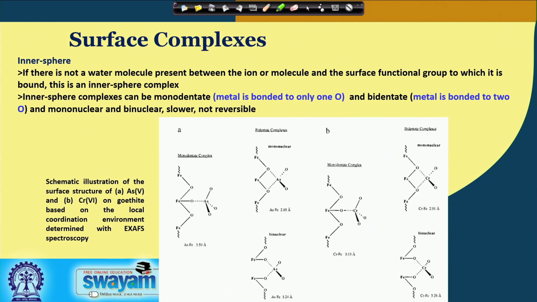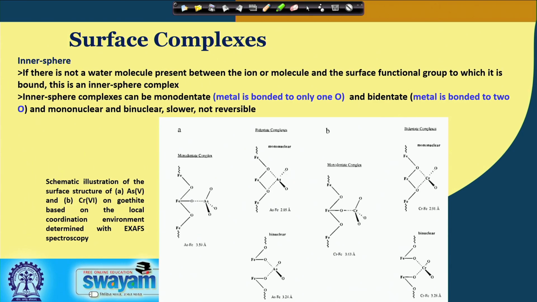By monodentate, it means that the metal is bound to only one oxygen, and it can be bidentate where the metal is bound to 2 oxygen, and can be mononuclear and binuclear. Inner sphere complexes are slower, and they are not reversible. They are slower as compared to the outer sphere complex. They can form either monodentate or bidentate complexes.